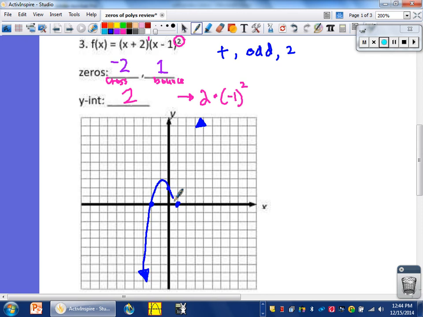Okay, and bounce at positive 1. Okay, so there's a local maximum in here somewhere. I'm not exactly sure how high it's going to go, but I know it's in there. And it will come back down to the local minimum at positive 1. Okay, so with your x-intercepts, your zeros, and your y-intercepts, you can basically sketch the graph of any polynomial.